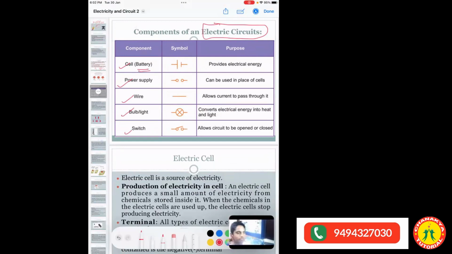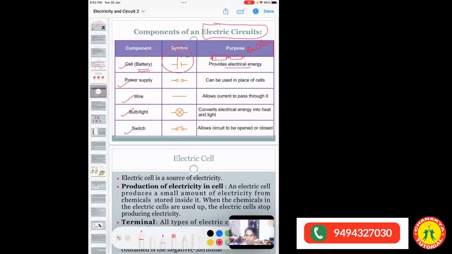Cell, battery. When we are using only one cell, then it will be called a cell. But if two cells are connected together, like if I have this cell and then again I am joining one more cell with it, then it is called a battery. If more than one cell is connected together, they are called a battery. This battery is denoted by this symbol, and it provides us the electrical energy.